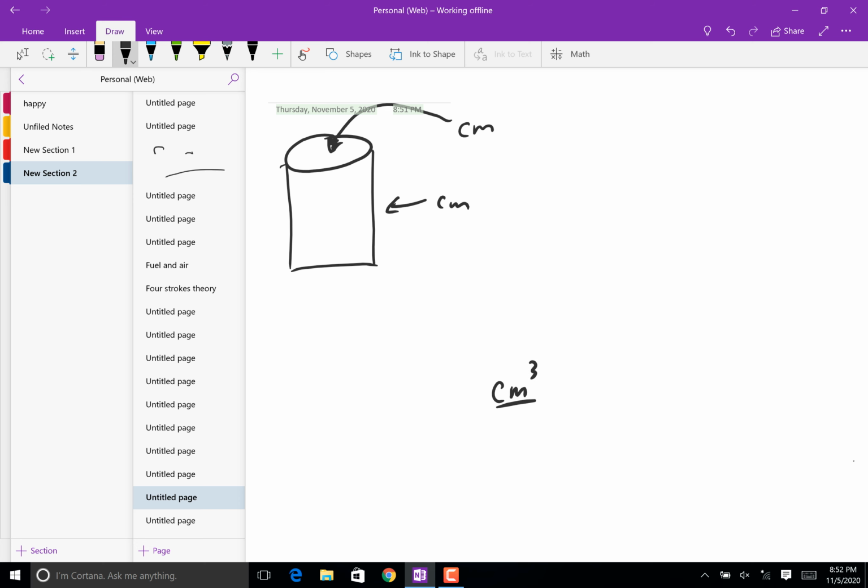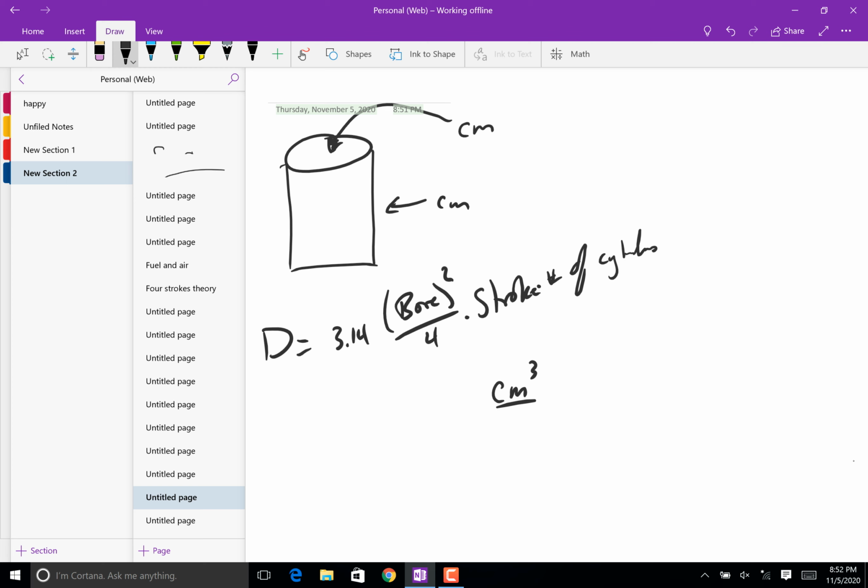Well, kind of. Okay, now, here's the dealio. It's still going to be the exact same formula. Displacement is equal to 3.14 times the bore squared divided by 4 times the stroke times the number of cylinders. It's always going to be the same formula. Don't even worry about it. But notice this is going to be centimeters times centimeters, so centimeters squared times centimeters again. It's going to be centimeters cubed. Now, that's kind of a big deal.